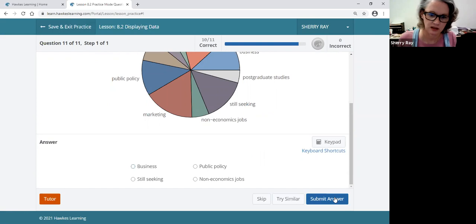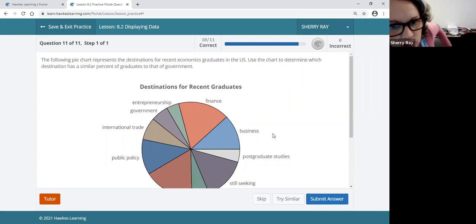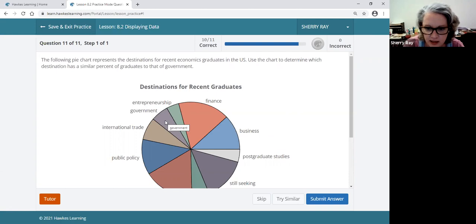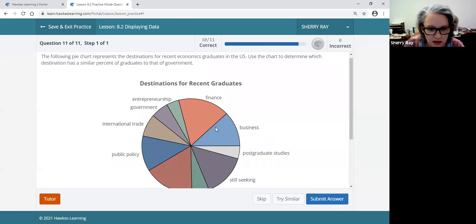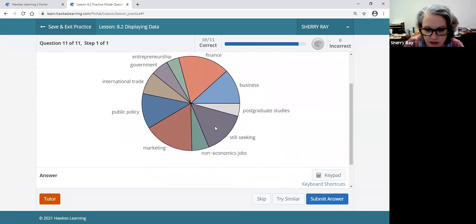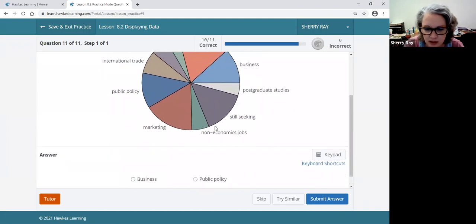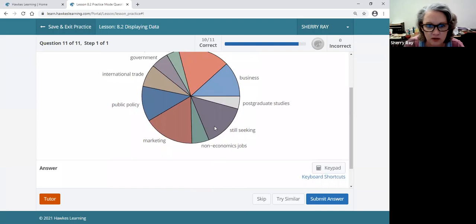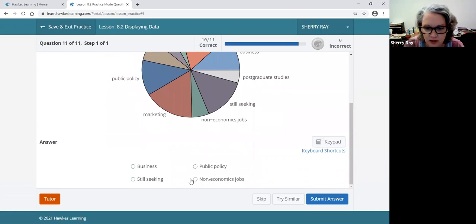And on this one, use the chart to determine which destination had a similar percent of graduates to that of government. So for government, looks like the slice that is most close to government. Well, let's see, business, not business, that's way off. Still seeking, nope. Public policy, how about non-economics majors? There, yeah, that would be it.